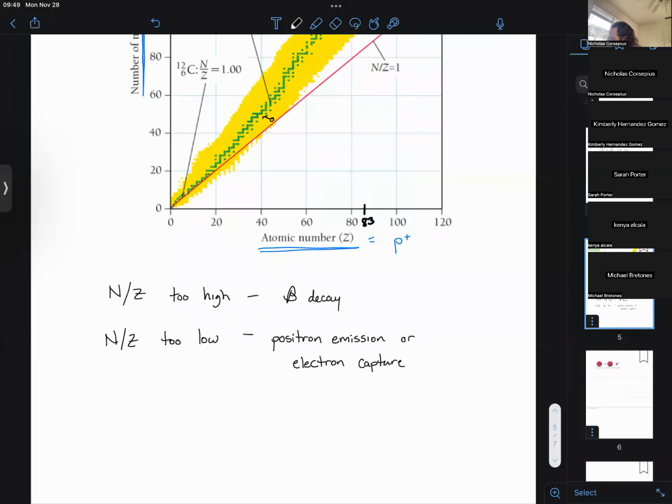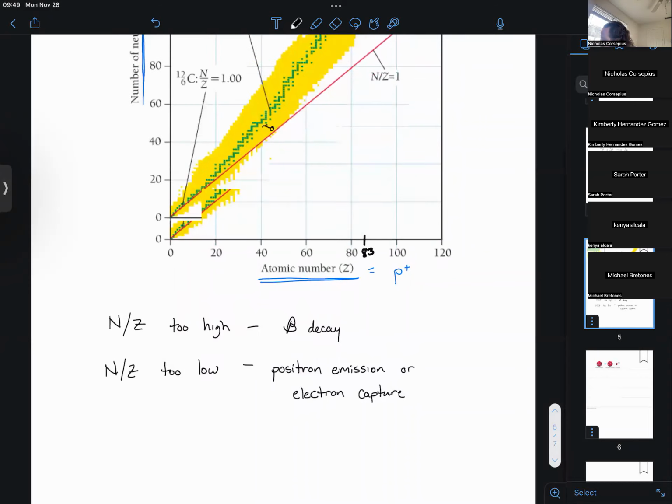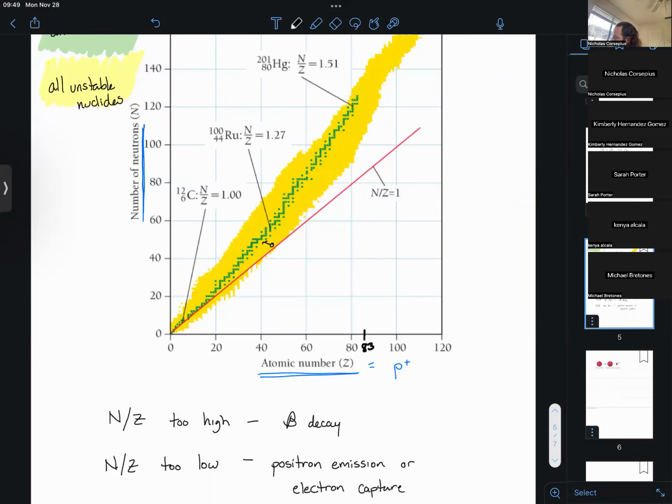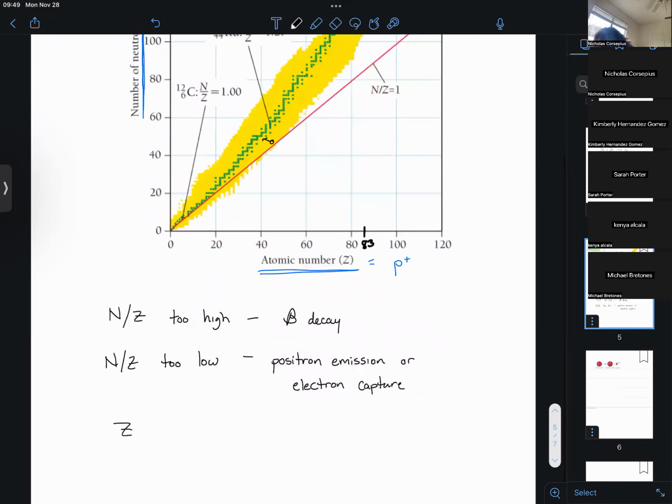All right. And then what about that magical cutoff right here, that 83 mark? What if we have a particle that's got an atomic number greater than 83? Well, then it's got too much of everything. It's got too many protons and too many neutrons. So this is when you will see alpha decay as well as beta decay, both of these happening in tandem.